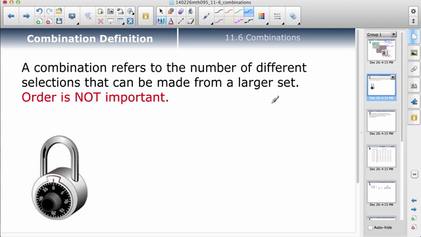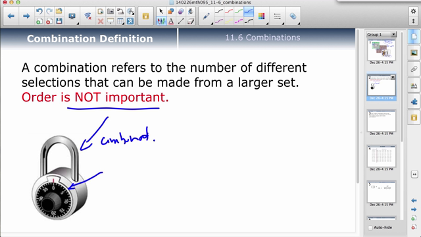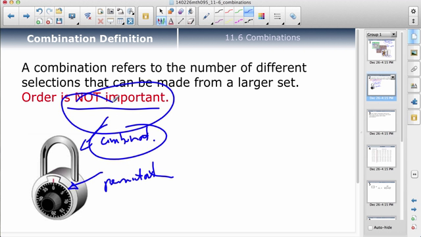One of my sort of pet things is sort of silly, but typically you call this a combination lock. But by definition, a combination is one where order is not important. So if you're trying to put your combination in this particular lock, the order that you put the numbers in is important. So really, we should call that a permutation lock. Yeah, it's sort of silly, but anyway, combinations, order not important.